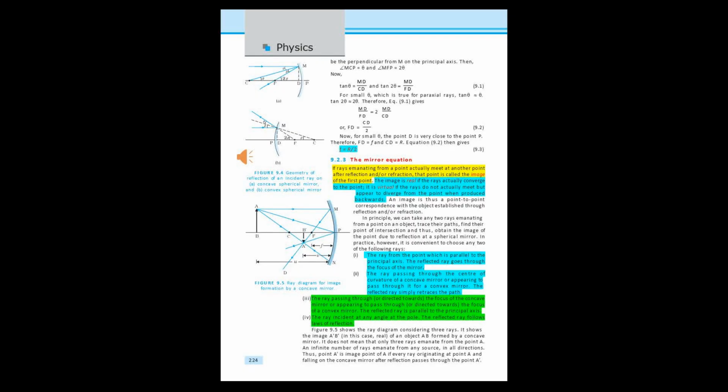It shows the image A'B', in this case real, of an object AB formed by a concave mirror. It does not mean that only three rays emanate from the point A. An infinite number of rays emanate from any source in all directions. Thus point A' is the image point of A if every ray originating at point A and falling on the concave mirror passes through it after reflection.